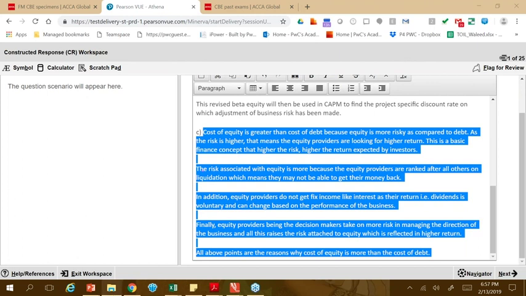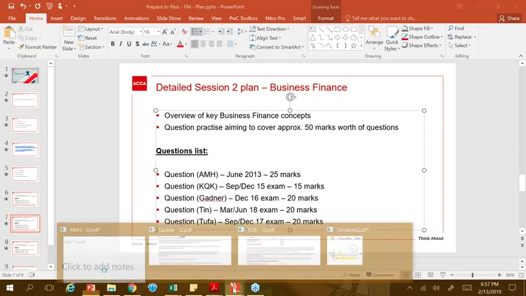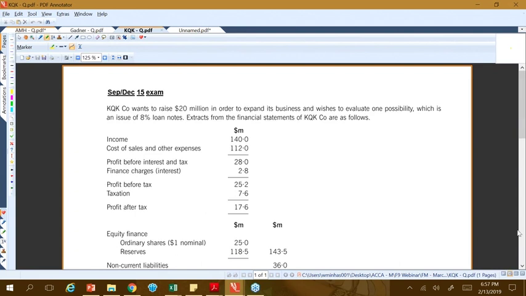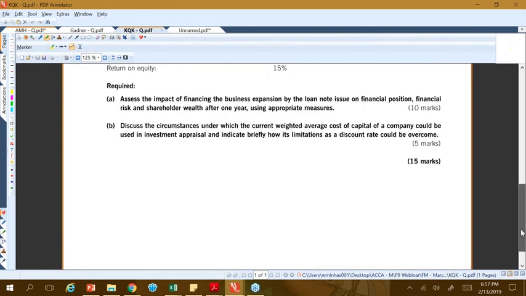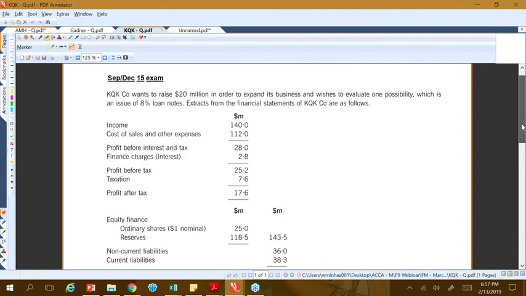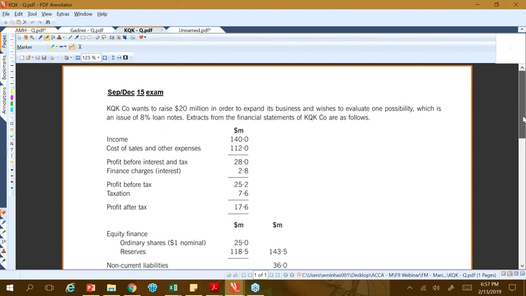The next thing which I want you to do is to go into a question called KQK, which is September, December 15 exam, which is also within your documents attached to this webinar. KQK question from September, December. Now, within business finance, we can have quite many different types of calculation in the exam. We have just seen the WACC. But this is also a type of question which can come in the exam. And this question is focusing on a bit of ratios, and a bit of P&L extract.